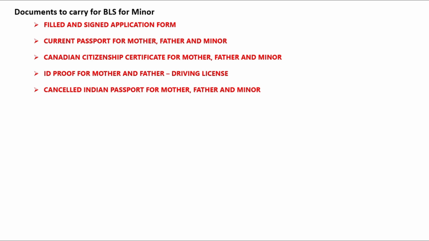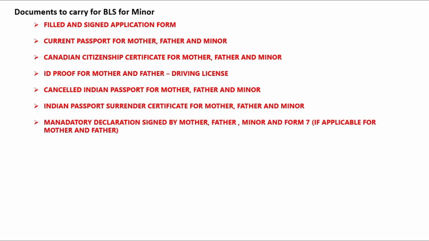Cancelled Indian passport for mother, father, and minor. This you need to take original as well as photocopy of the first page of the Indian passport with the cancel stamp, as well as the last page of the Indian passport which is already surrendered. So 6 pages of these. You need to also take Indian passport surrender certificate for the mother, father, and minor, original as well as photocopy. Mandatory declaration signed by mother, father, and minor, and Form 7 if it is applicable for mother and father, if they ever held the voting card in India.